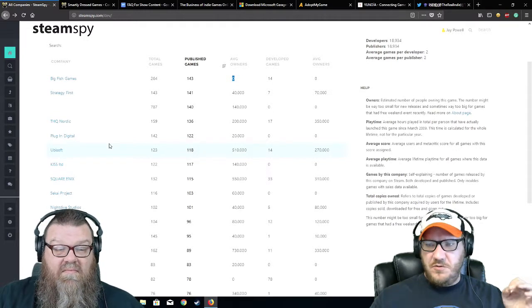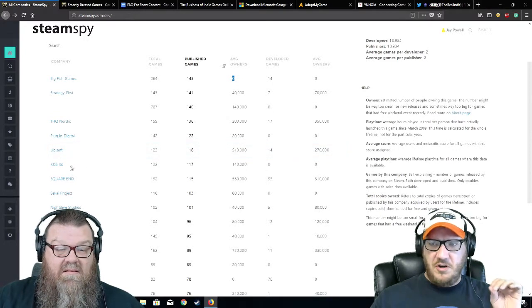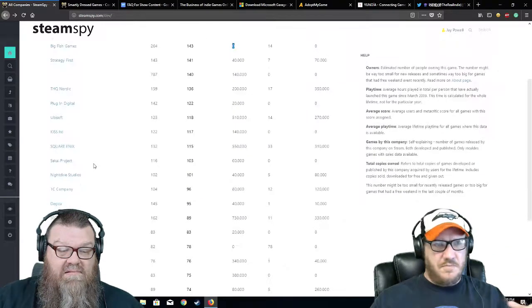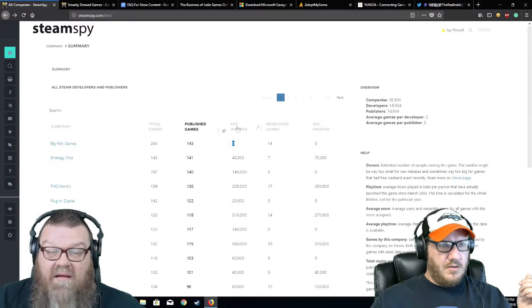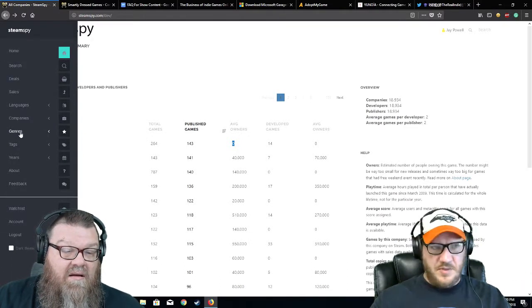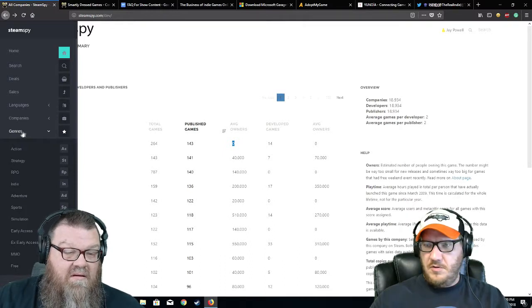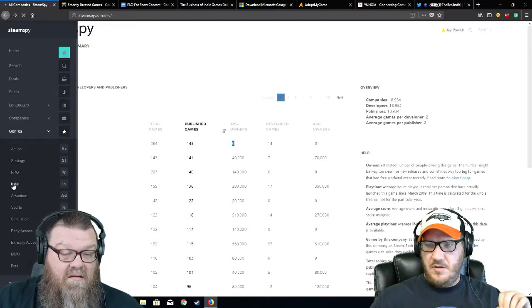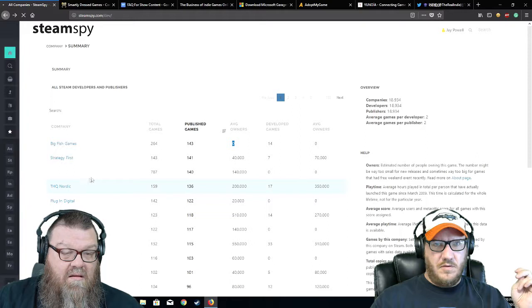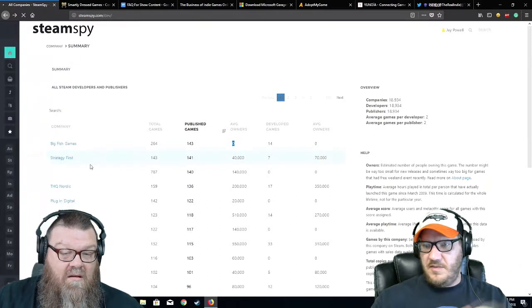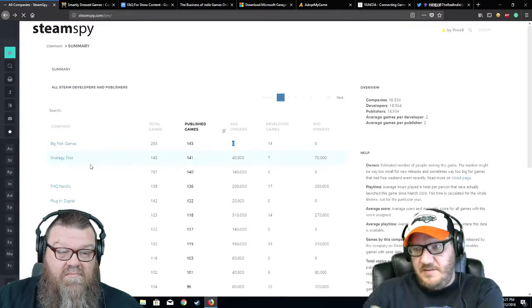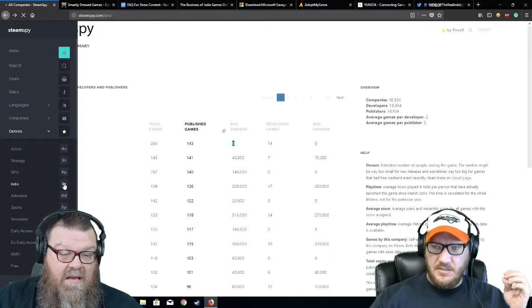But you can use the overall summary, company summary, or you can click down to genres. It's on the left. Genres. And indie is number 4 on there. Give it a second to load. That's going to pull up all of the games that have the indie tag in Steam.